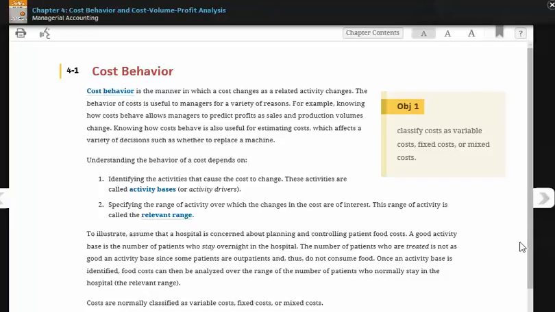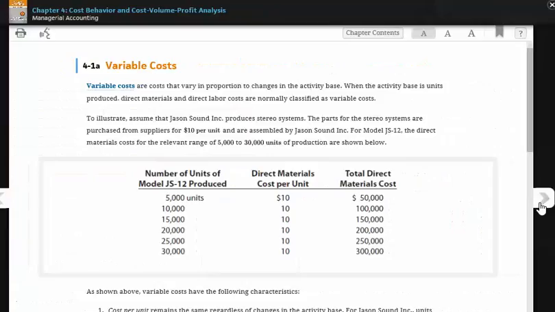So today we're going to be looking at cost behavior. Cost behavior, we have three different costs associated. We have our variable costs, we have fixed costs, and then we have mixed costs. Let's go ahead. I'm going to take a look at the variable costs.